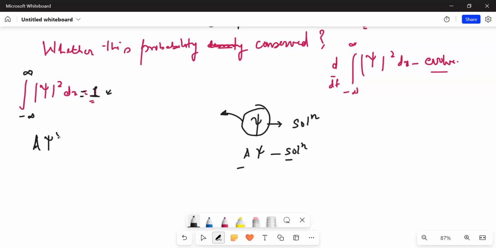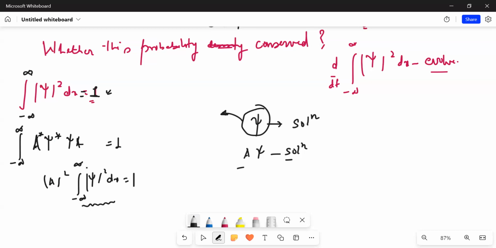And what is psi mod whole square? It is psi star psi. So basically it will become A star A, and I'll use this condition. From here, I'll be able to extract this A mod whole square, because I know that this particular thing is equal to 1. If this is not conserved in time, if it keeps on changing, then this particular fellow also keeps on changing. So one has to remember that this particular thing remains conserved in time. So there is a conservation of probability with respect to time.